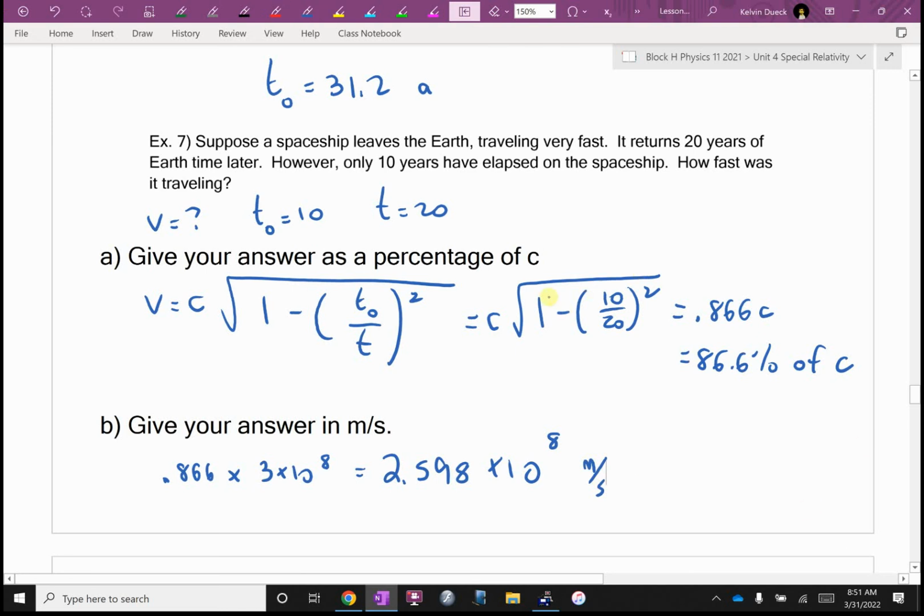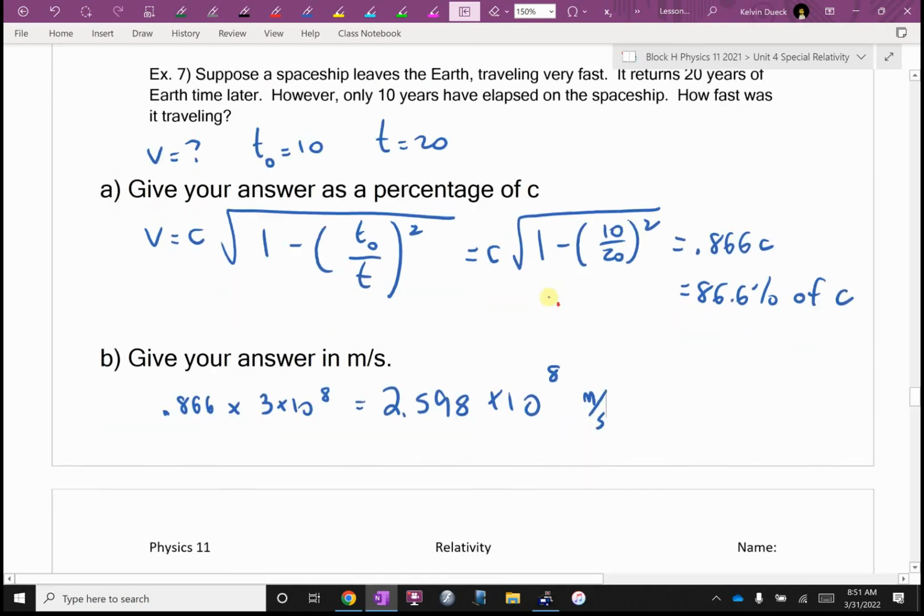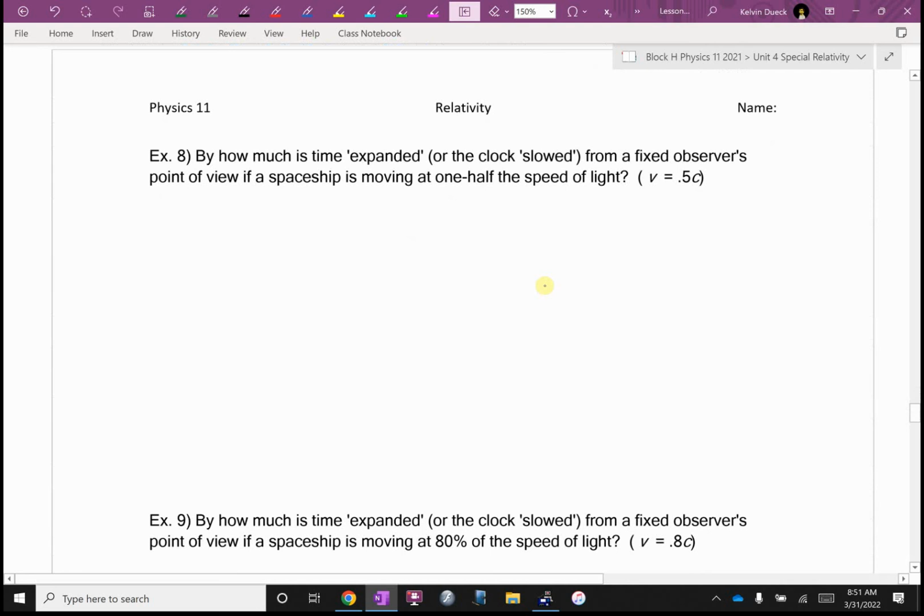A couple more, and then we're going to be going over the kinematics test. Those of you that haven't written, I'll ask you to go wait outside for a bit, but then you'll have plenty of time to practice this too. Example 8.